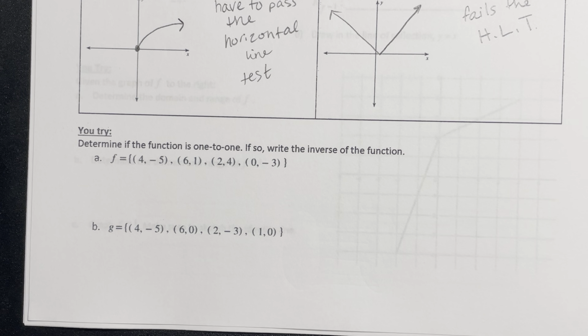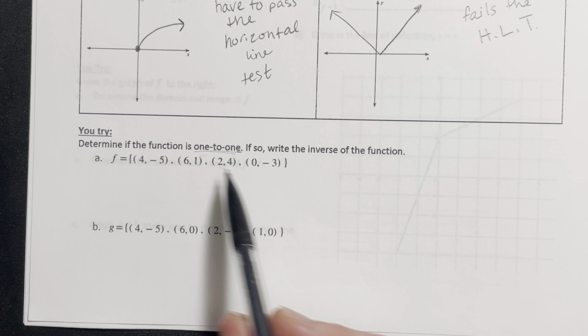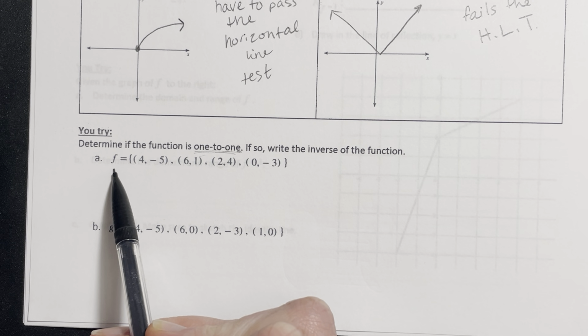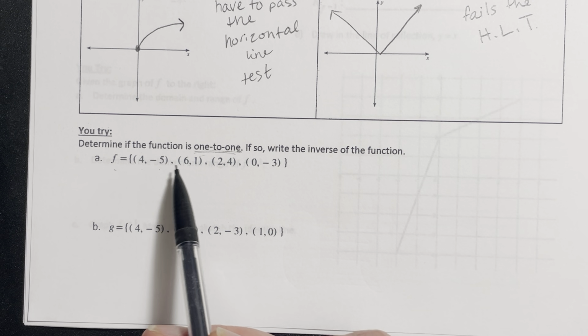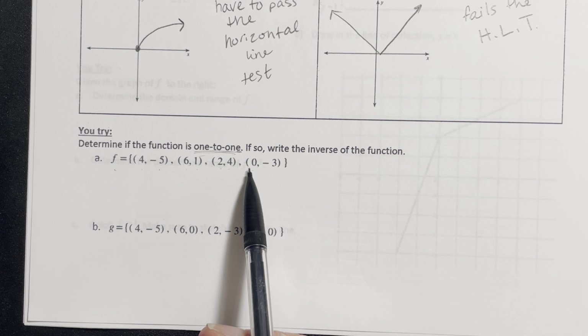Down at the bottom, we have another set of coordinates. So we have some other sets for a function, f, and for g. We want to write out the inverse of that function as long as the function is 1-to-1. Remember, if something is not 1-to-1, then it does not have an inverse. So I'm going to look at f first. We have (4, -5), (6, 1), (2, 4), and (0, -3).